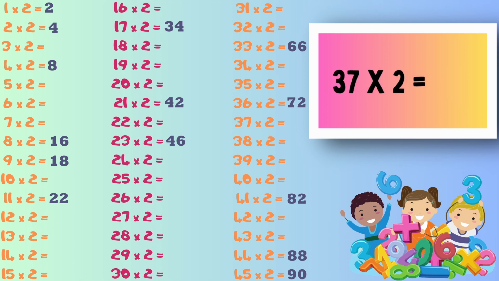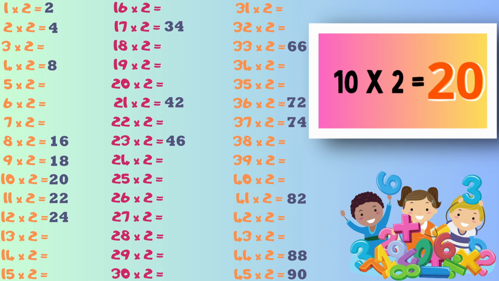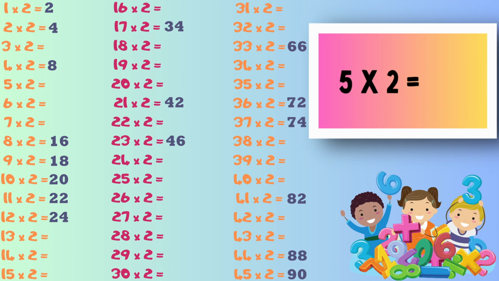Next, it's 37x2, which is 74. Next up is 12x2, and the answer to this one is 24. Next up, it's 10x2, which equals, that's right, 20. Next up, it's 5x2. And the answer to this is 10.